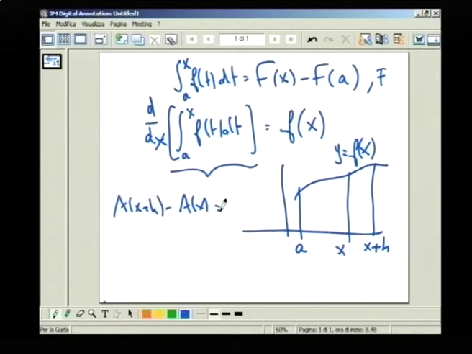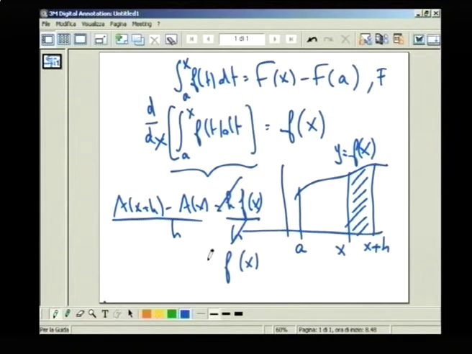So the difference between the two is equal to the area of this small rectangle here of base h and of height almost f of x. So you get here h f of x. So what you do now, when you divide both by h, what you get is that f of x is equal to this quotient.